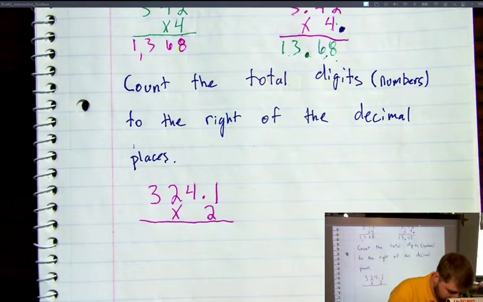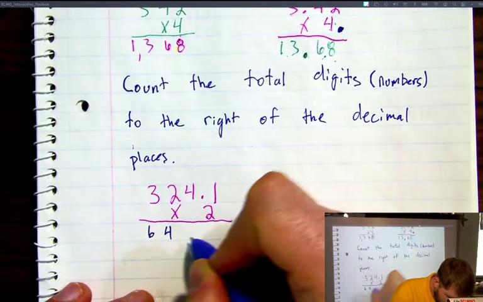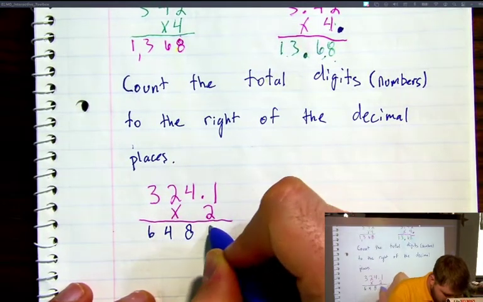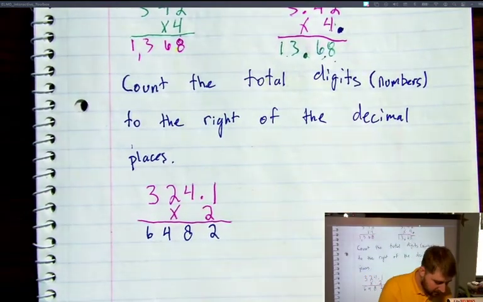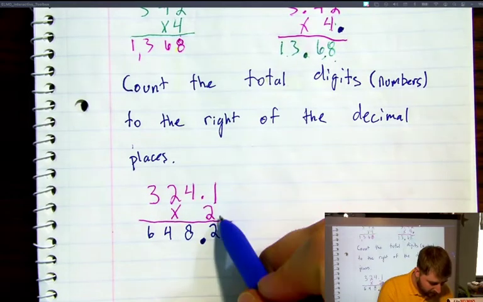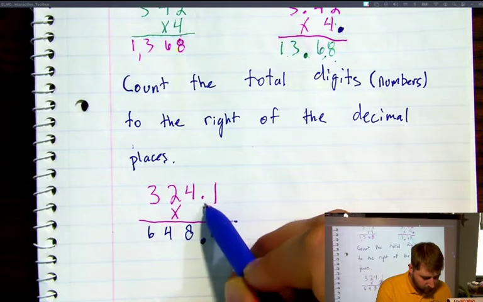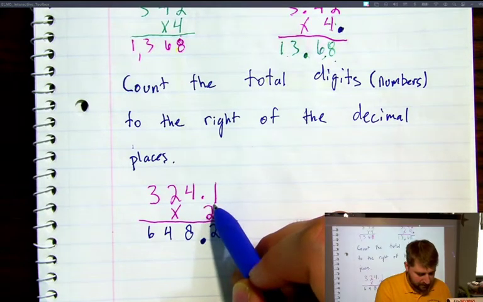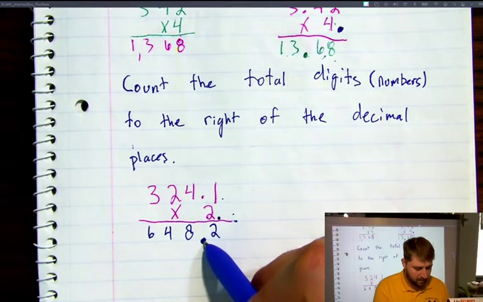All right, here is my answer. Check your work against mine. Our digits were 6, 4, 8, 2. And then our decimal place goes right here. And we know that because our decimal place next to the 2 is right there, so there are 0 digits here. There's 1 digit to the right of the decimal place up here. 0 plus 1 is 1, so we've got to put our decimal place 1 spot from the right.